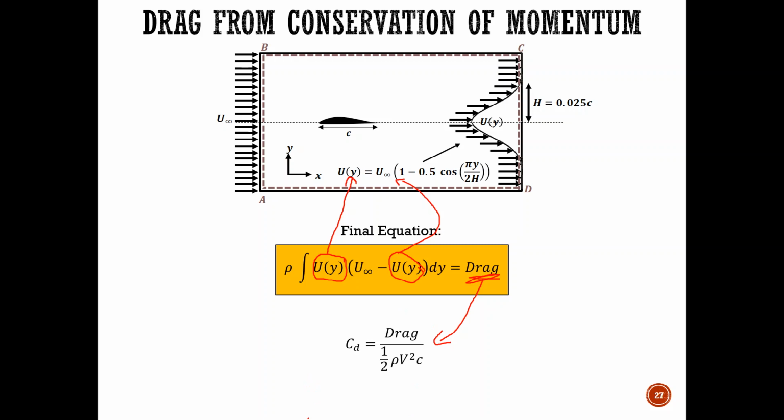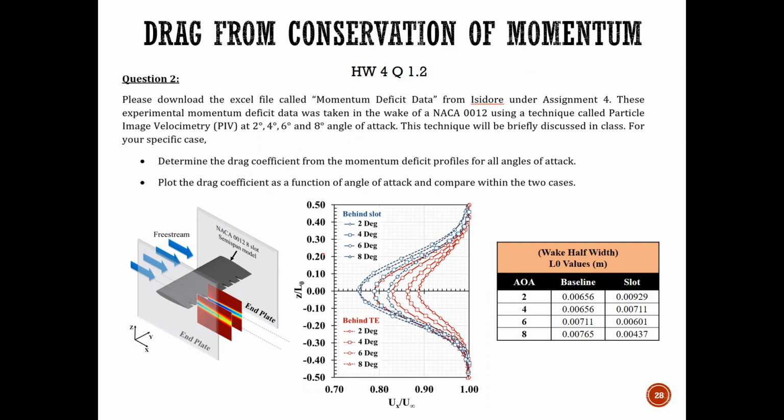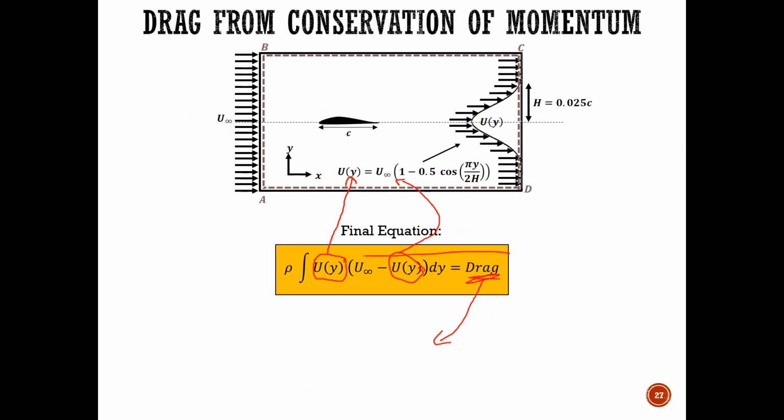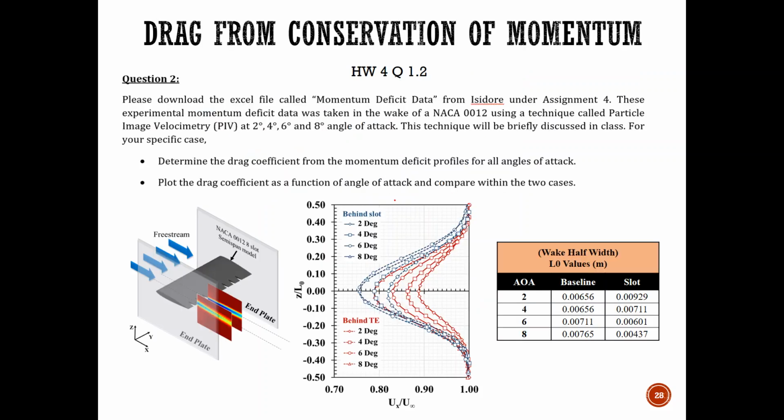Now we're going to switch to question two, which is basically the same thing. You're going to use the same equation, except instead of an analytical expression like u of y, you will be given actual experimental data, which has the variation in velocity in the wake of a wing. So the second question asks you to determine the drag coefficient for a very interesting case that we looked at a couple of years ago.